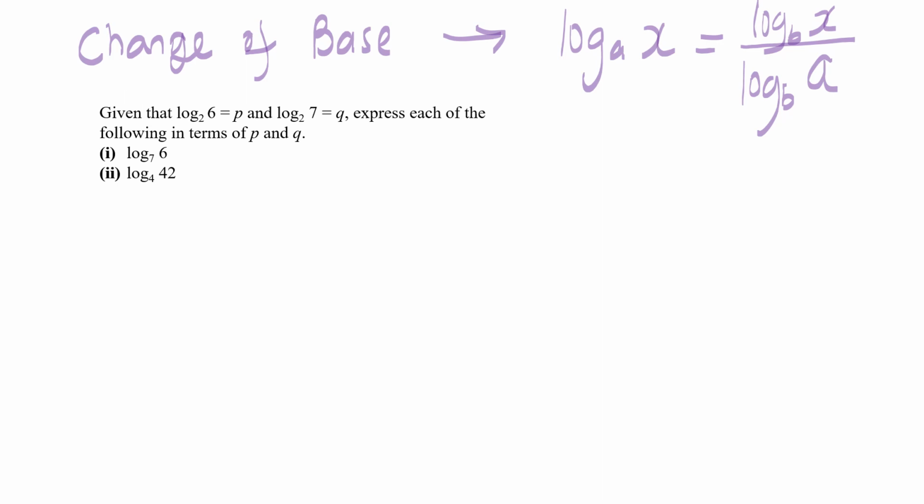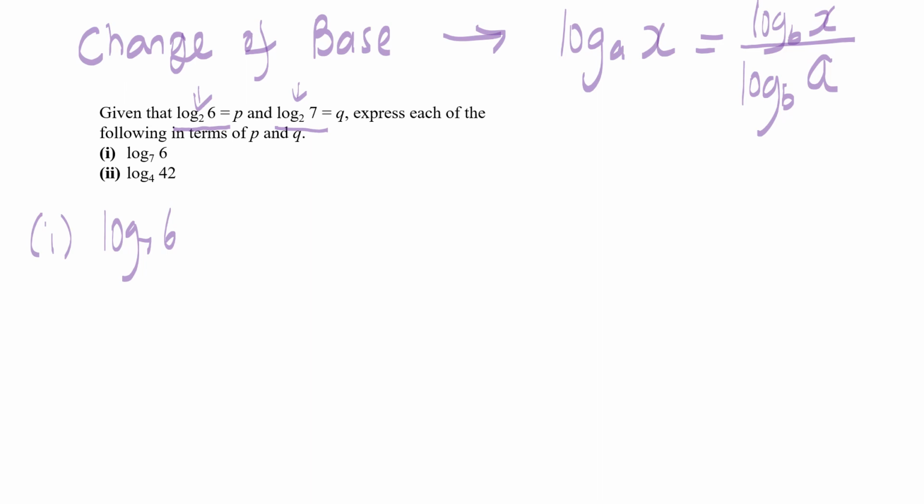Okay, let's look at part 1. Let's look at the questions given: express each of the following in terms of P and Q. In other words, the answer will be something like 2P, 3P, or P over 4, or P plus Q, in terms of P and Q. If you look at the questions, do you realize that what you're given is all in base 2? You practically don't have one that is in base 7. So what are you going to do?